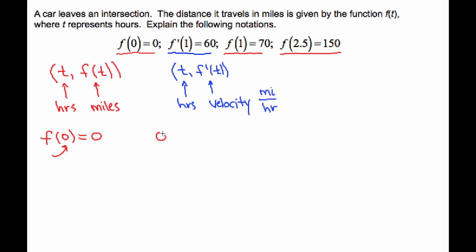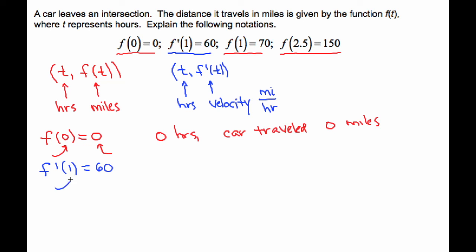So when the function is evaluated at 0, the output is 0. This means at 0 hours, the car has traveled 0 miles. When the derivative is evaluated at 1, the output is 60. So this means when the car has traveled 1 hour, the car is traveling with a velocity of 60 miles per hour.